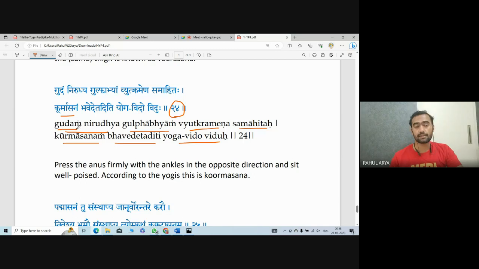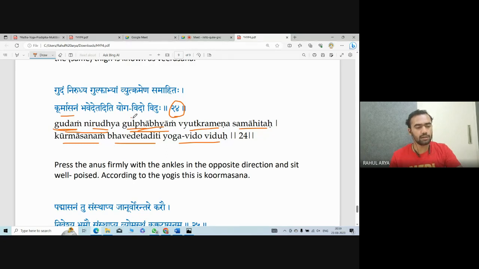Gudam means anus. Niruddha means close or press. Niruddha means we have to block it anyway, okay? From outside, when we put anything, then we can block it, means we can close it. Gulphabhyam, here I told that gulpha, few recommend it is ankle and few recommend it is heel. So by the heel or by the ankle, you have to close your anus region.